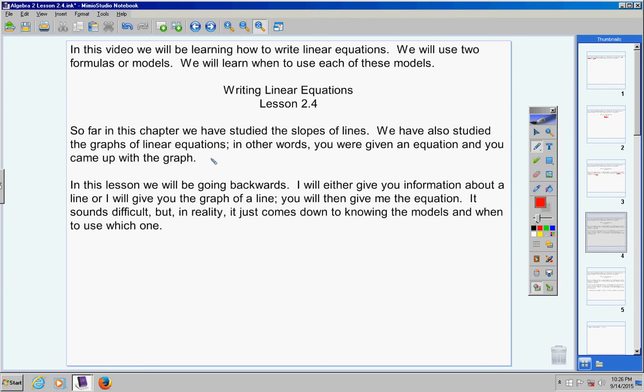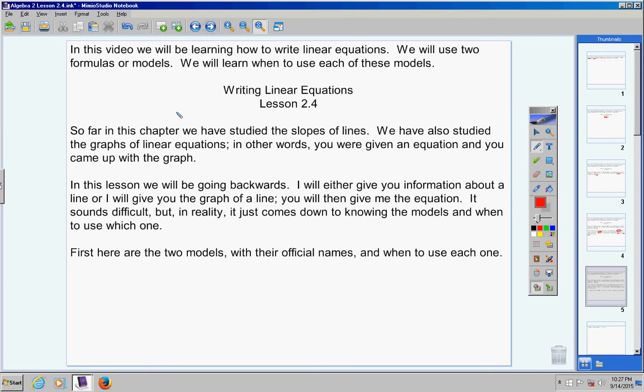Today in this lesson, we're going backwards. I will either give you information about a line, and you'll see what I mean in a second, or I will give you the graph of a line. And you will then write the equation. It sounds difficult, but in reality, it just comes down to knowing the two models and when to use them. Okay? You can do that and you will be home free.